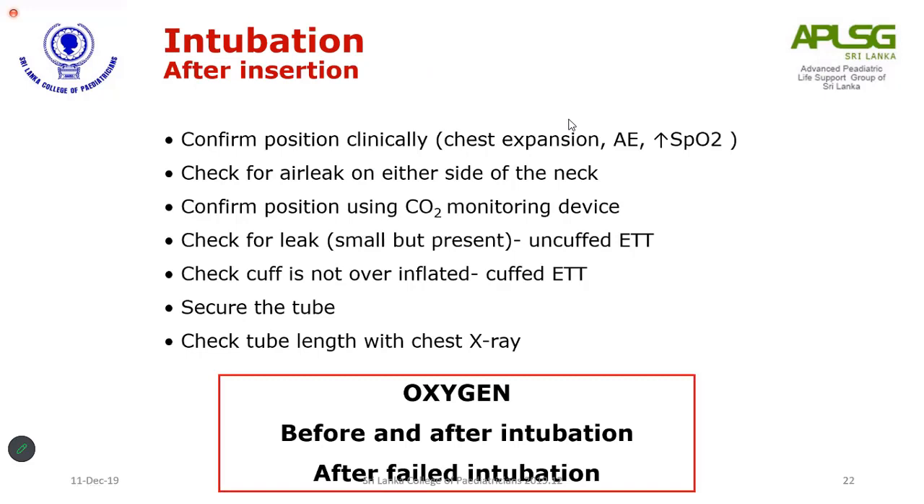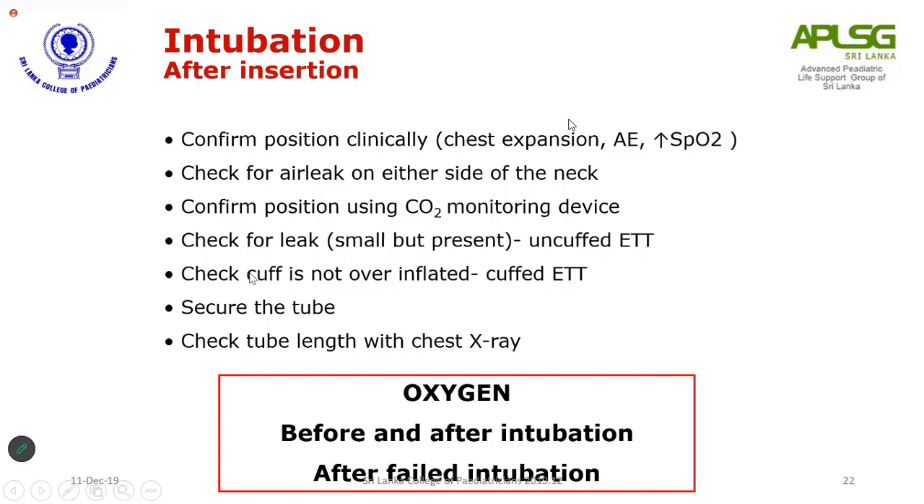After insertion of your endotracheal tube, you can confirm the position by various methods. First thing is to confirm the position clinically. You can see a nice chest expansion and your equal air entry when you listen with the stethoscope, and your saturations will start going up. You need to check for air leak on either side of the neck, and also you can confirm the position by using a carbon dioxide monitoring device.